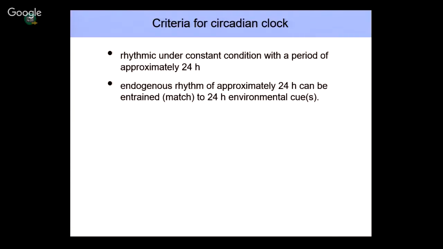That means the environmental signal can reset the clock. The clock should be able to match the external 24 hours light dark cycle. We call that entrainment. So the clock should be entrainable. That means the clock should be able to be matched to the external 24 hours.